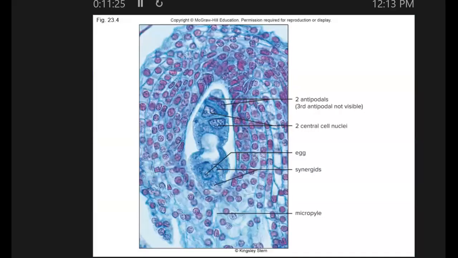So again, this is a real sample, but you can see it's kind of hard to figure out what's what. And so I tend not to use real samples if I really want you to label something on an exam. It's too tricky. So it'll be more of an idealized drawing that you'll be working with. But they do a pretty good job here trying to outline where everything is. So this is ready to go. The egg is there. It's ready for fertilization.